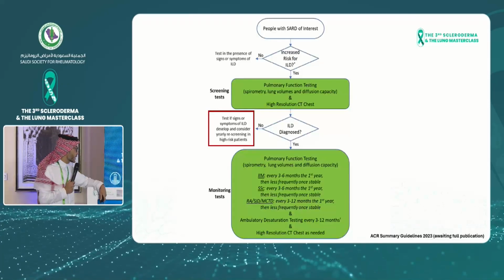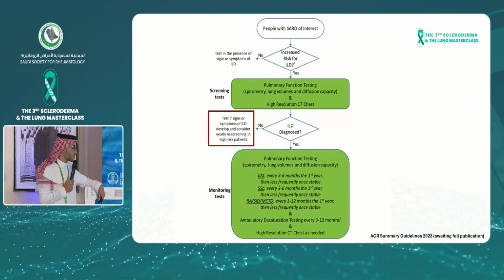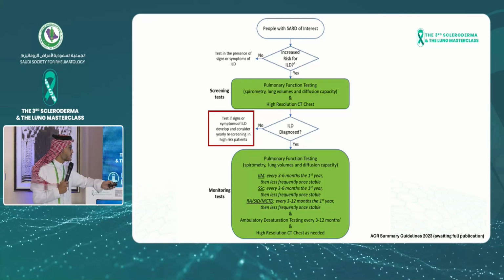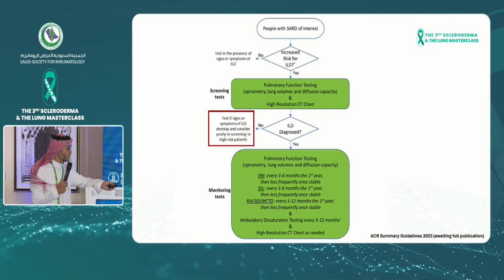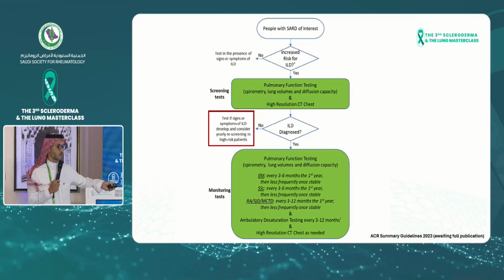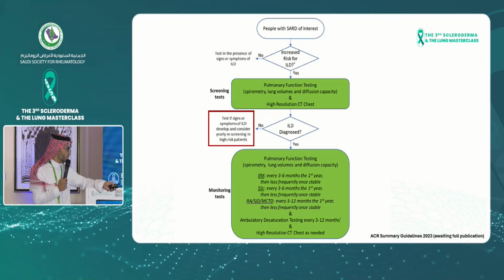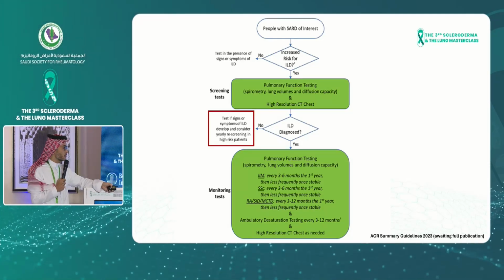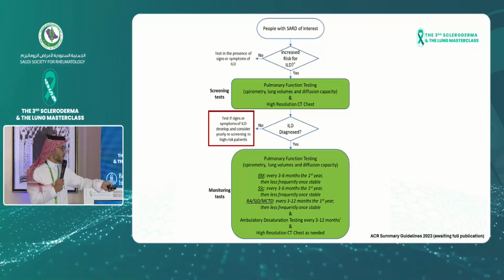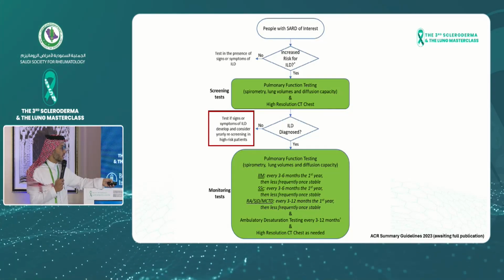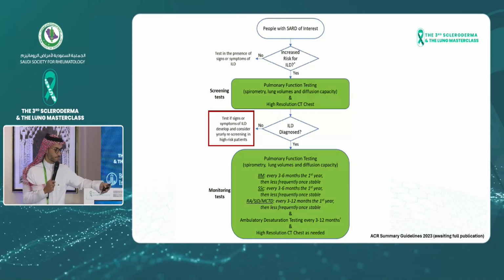regular basis. And then we have the most recent ACR summary guidelines. The full manuscript has not been published yet, but if you have a patient with increased risk of interstitial lung disease, and systemic sclerosis is one of those patient populations, they recommend a PFT and high resolution CT scan. If ILD is diagnosed, then they're going to be treated and monitored. If not, they recommend rescreening high risk patients.